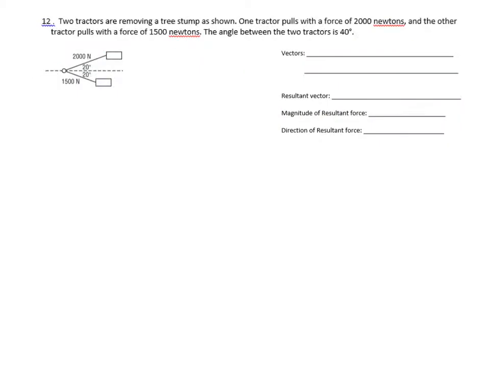Okay, 12. Two tractors are removing a stump as shown. One tractor pulls at a force of 2,000 newtons. The other tractor pulls with a force of 1,500 newtons. The angle between the two tractors is 40 degrees. So for the first one, we're going to do this one.